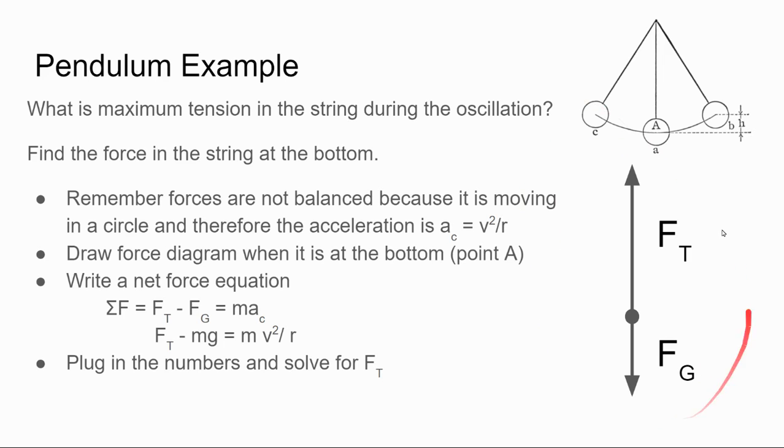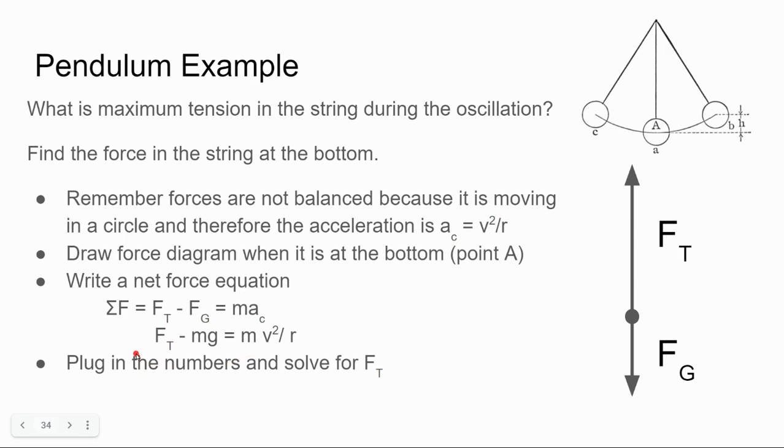So I'm going to draw my force diagram here. I have my tension going up, my gravitational force going down, and I know my tension needs to be bigger because I'm accelerating in a circle. And because that acceleration is v squared over r, when I write my net force equation, the stuff that goes up minus the stuff that goes down is equal to ma. That's my acceleration. So I just plug in what I know. Tension, I don't know. Fg is just m times g. My mass times acceleration is mass times the v squared over r.